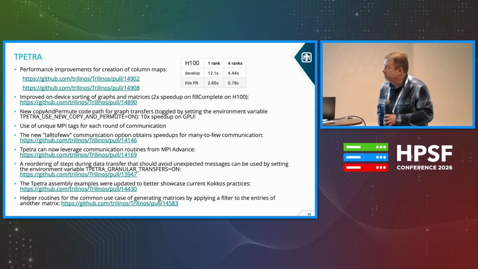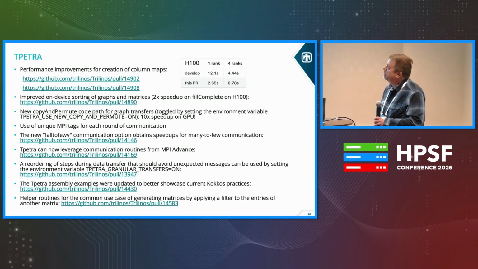Tpetra had probably the most work other than Kokkos. So there were improvements to the creation of column maps. You can see the performance improvements there. There were improvements to the sorting algorithms. We saw another speedup there, about 2x on the H100s.